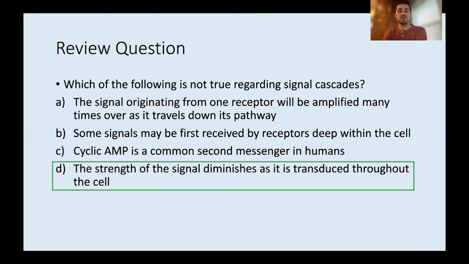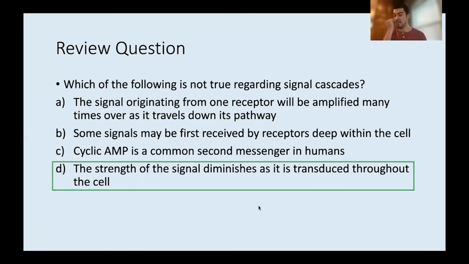So B, some signals may be first received by receptors deep within the cell. Well, we did speak a little bit ago about how estrogen works like that. It goes deep into the cell because it's a steroid hormone, so it can actually pass through the cell membrane just by simple diffusion. So some signals do actually start with receptors deep inside the cell. So B is also a true statement, so it is not the correct answer. C, cyclic AMP, also known as cAMP, is a common second messenger in humans, which it definitely is.